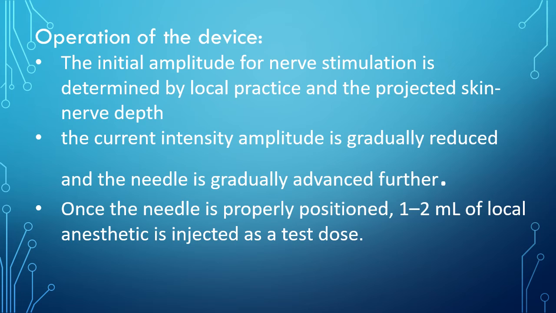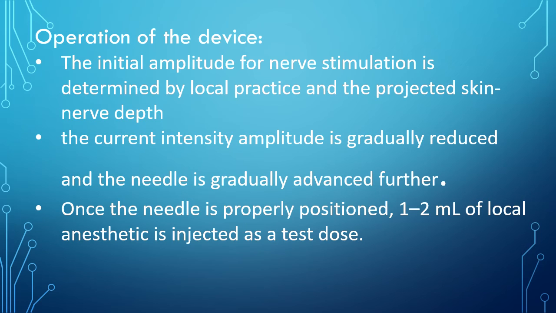Once the desired muscle response has been obtained, the current intensity is gradually reduced and the needle is gradually advanced further. The needle is advanced and the current is reduced until the desired motor response is obtained with a current of 0.2 to 0.5 milliampere and a stimulus duration of 0.1 millisecond. If the motor twitch is lost during needle advancement, the stimulus intensity should be increased, first to reestablish the muscle twitch before moving the needle blindly.